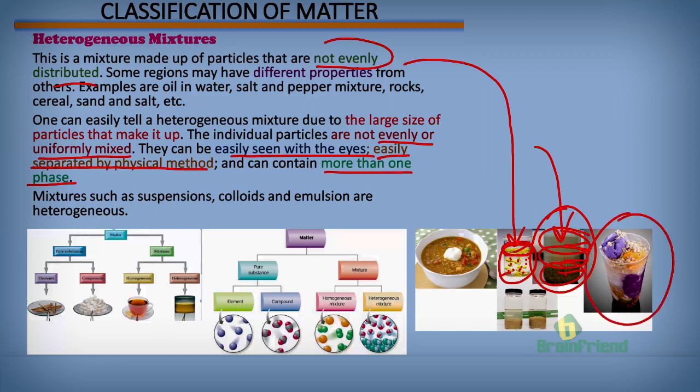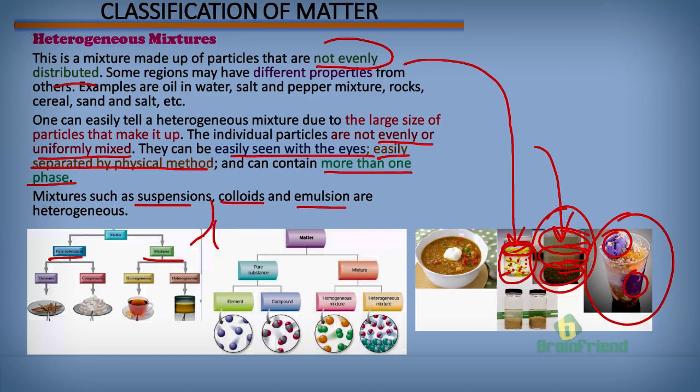We have a drink here, this is an ice cream. Okay, you can see that it has several phases making it up. Mixtures such as suspensions, colloids, and emulsions are heterogeneous. At a glance, we see the different classes of matter. We say that what? We have the pure substances and the mixtures.